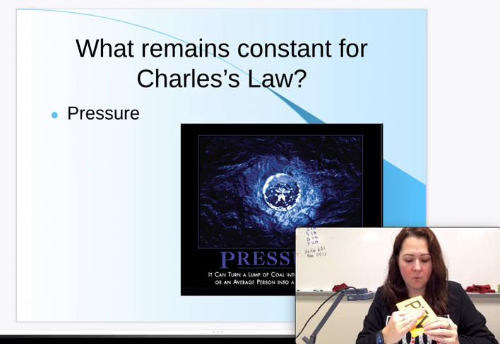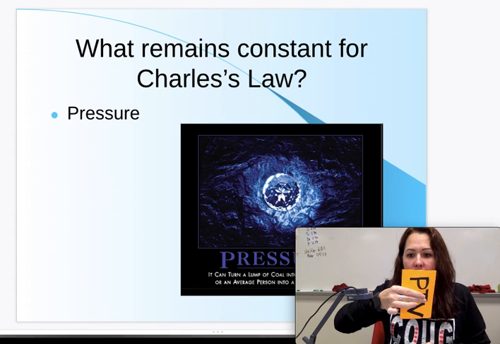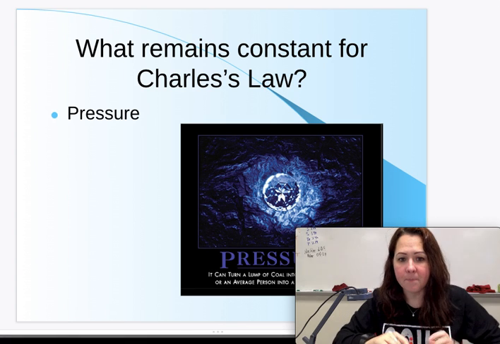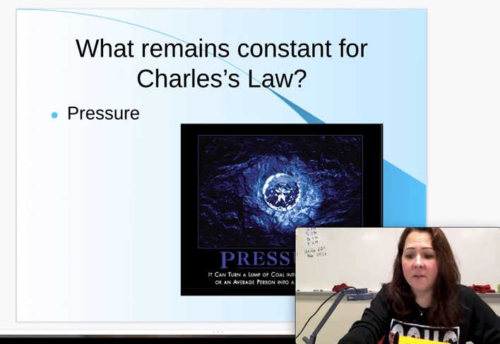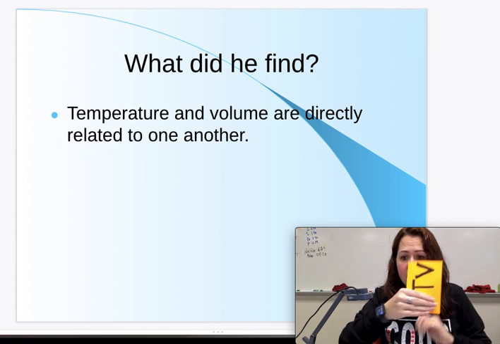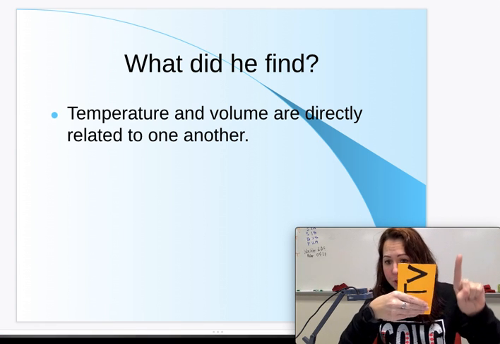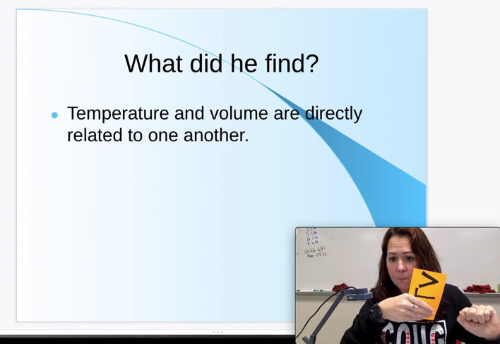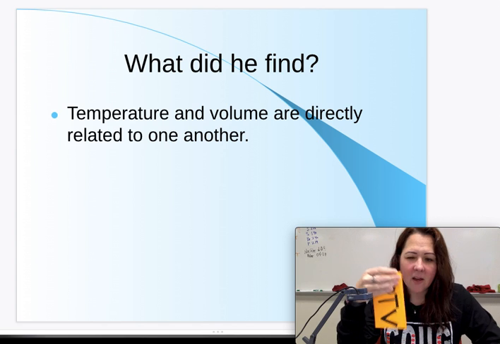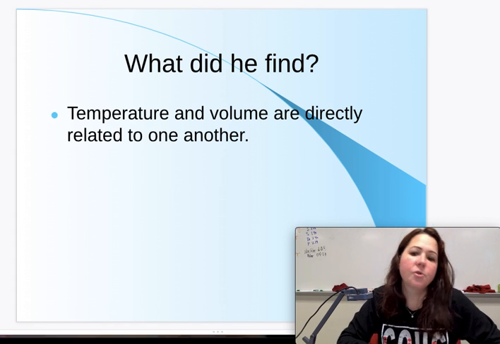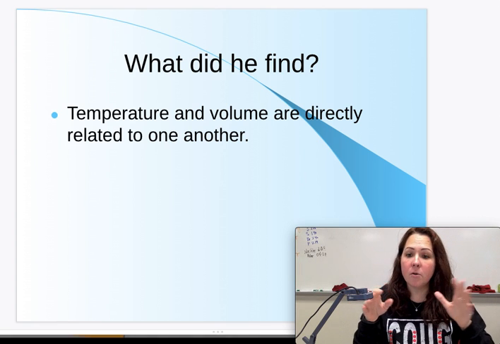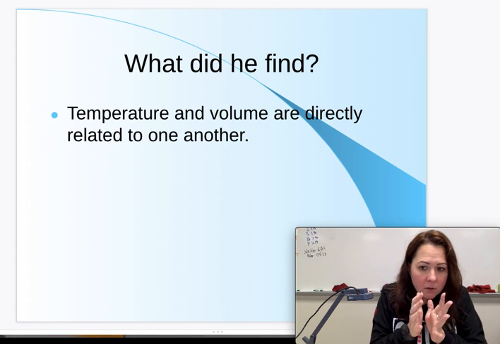So Boyle's law, when he held temperature constant, figured out that if one goes up, the other one goes down, or the opposite, if one goes down, the other one goes up. Charles actually figured out that these are a direct relationship, which means that if I'm holding my pressure constant, if temperature increases, so does my volume. If my temperature decreases, so does my volume. That makes sense because if the particles are moving faster, they're going to take up more space. If the particles are moving slower, they're going to get closer together.